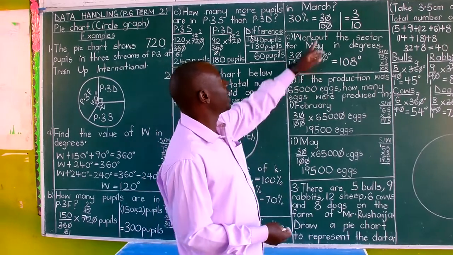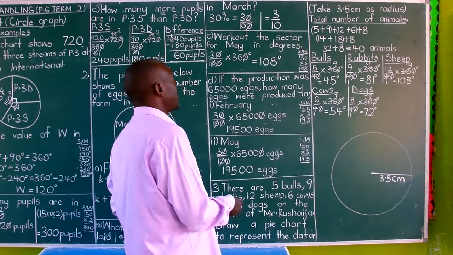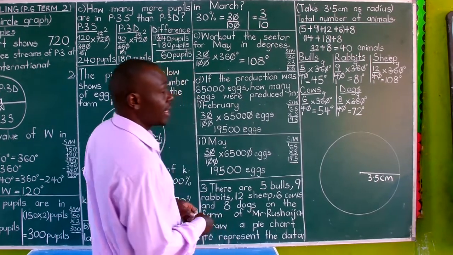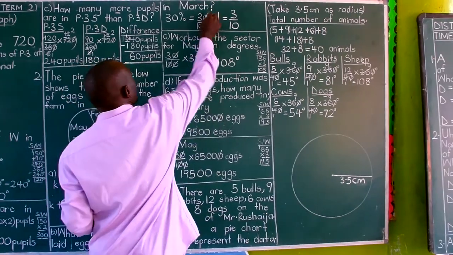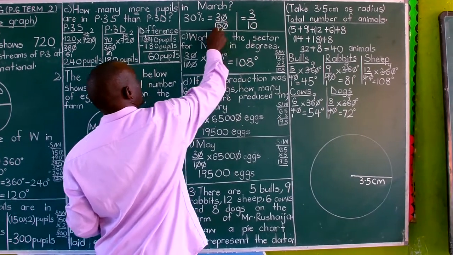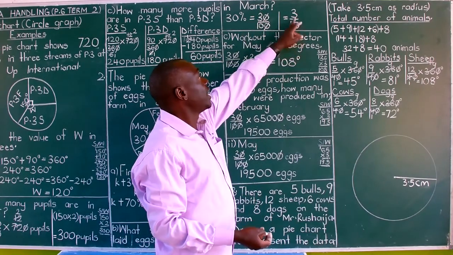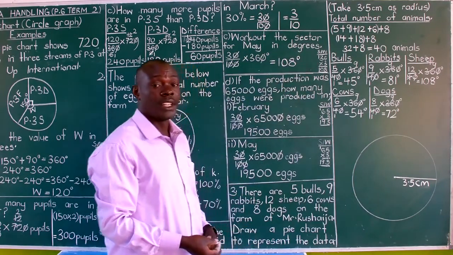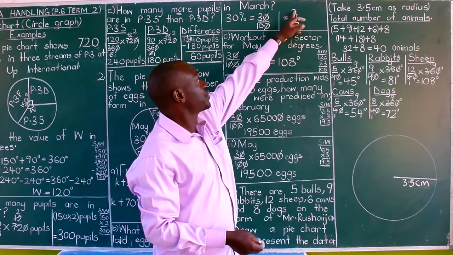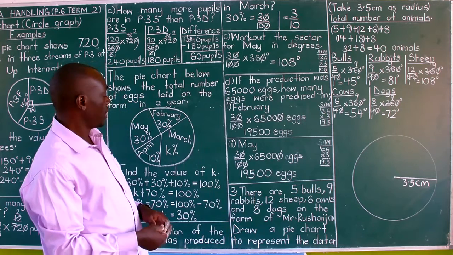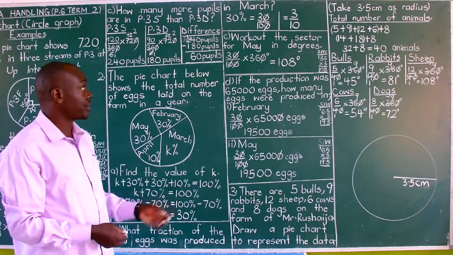As we see, 30 and 100 can further be reduced by 10. That's when you cancel those zeros, and whenever you cancel the zeros, you actually divide by 10. 30 divided by 10 you get 3, and 100 divided by 10 you get 10. So thereby remaining 3 out of 10, and that's the fraction of the laid eggs that were produced in March. So the answer is 3 out of 10, nothing else. No one has asked for the number of eggs, they have asked for the fraction.